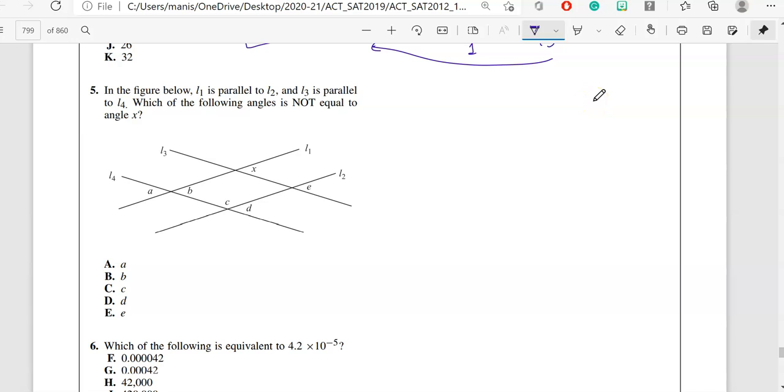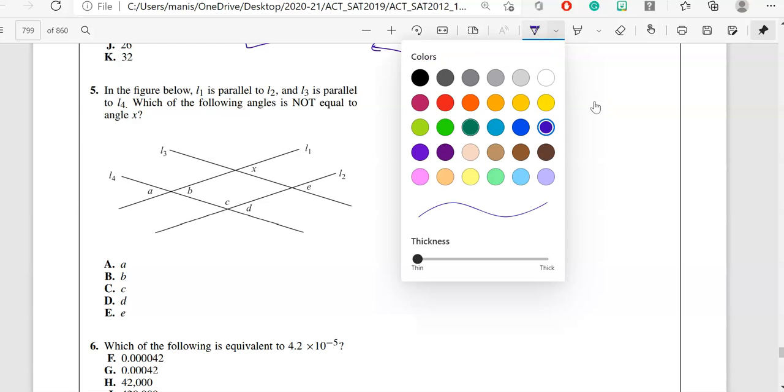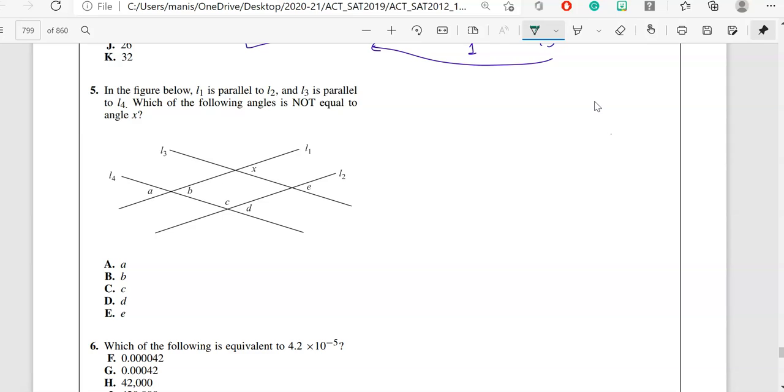Let's look at question number 5. It says, in the figure below, L1 is parallel to L2 and L3 is parallel to L4. Which of the following angles is not equal? Remember, they are saying not equal. Since these lines are parallel, angle X will be equal to angle B. And angle B is equal to angle A because they are vertically opposite angles. So choice A cannot be the answer.